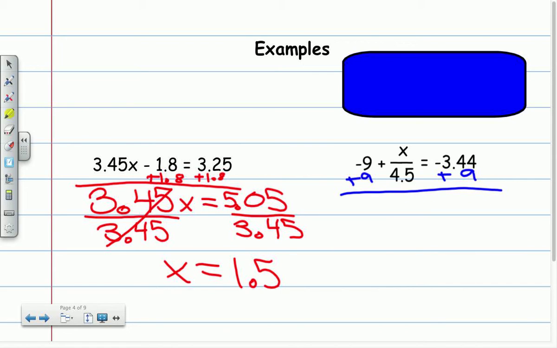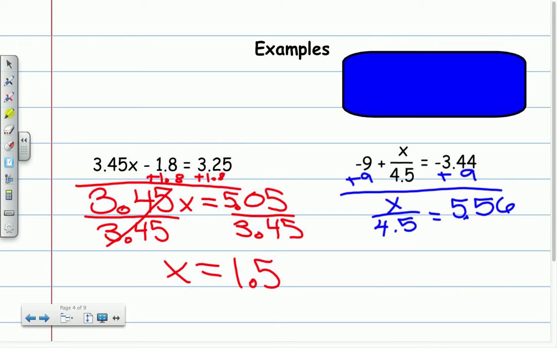So now I know what's left here is x over 4.5. And now, again, you're welcome to use your calc to help you. 3.44, I make it negative. Plus 9 is a positive 5.56. It's looking a little bit more reasonable, right?